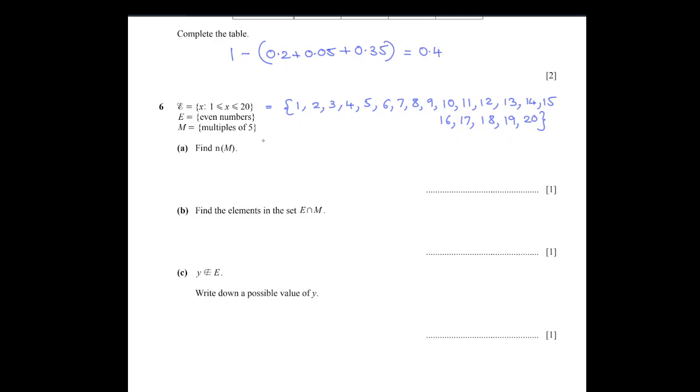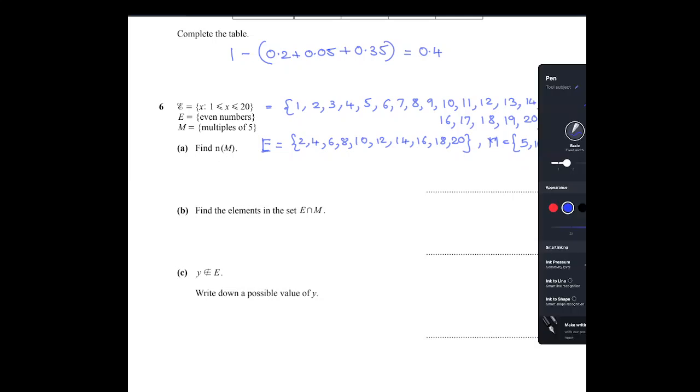This is the universal set. And the set E is even numbers: 2, 4, 6, 8, 10, 12, 14, 16, 18, 20. Then set M will be multiples of 5. So that will start from 5. 5 ones are 5, 5 twos are 10, 5 threes are 15, 5 fours are 20. Only 4. So now first question A says find the number of elements in M. n of M means number of elements in M. How many? There are 4 only.